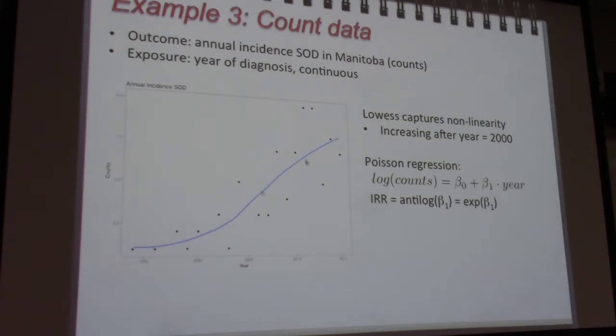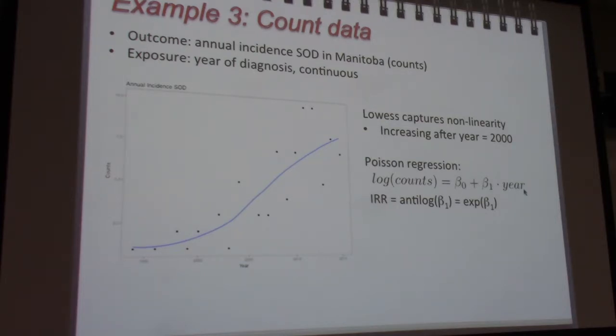So this was the graph with the lowess smooth, showing that something appears to happen in about the year 2000, and we started to get a non-linear, almost exponential increase in annual incidence. So for count data, as I mentioned, we often do what's called the Poisson regression. So the Poisson regression has the same linear predictor.